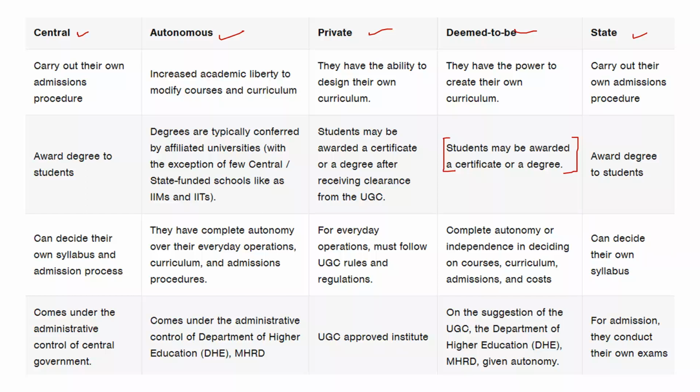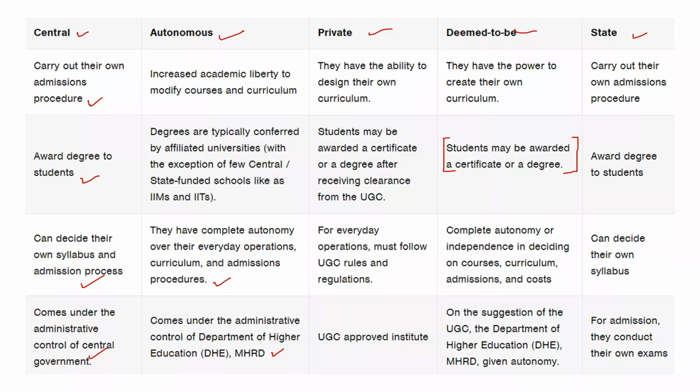What exactly is a central university? It carries out its own admission procedure, awards degrees to students, and can decide its own syllabus and admission process. It comes under the administrative control of the central government. And an autonomous university is one which comes under the administrative control of the Department of Higher Education, which is MHRD. They have complete autonomy over their everyday operation, including curriculum and admission procedure as well.